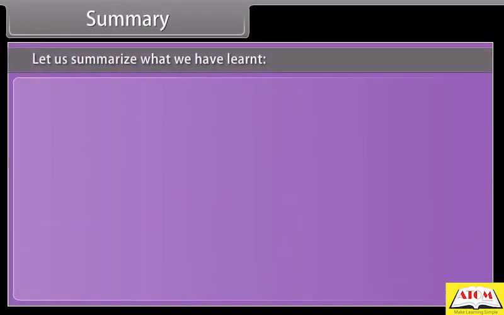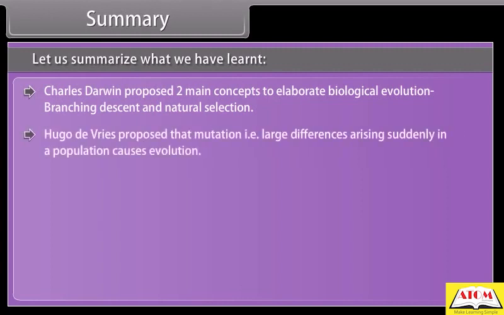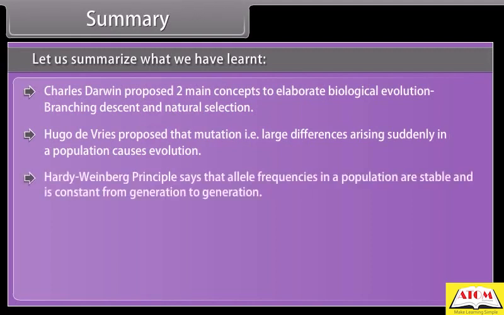Summary. Let us summarize what we have learned. Charles Darwin proposed two main concepts of biological evolution: branching descent and natural selection. Hugo de Vries proposed that mutation, that is, large differences arising suddenly in a population, causes evolution. The Hardy-Weinberg principle says that allele frequencies in a population are stable and constant from generation to generation.